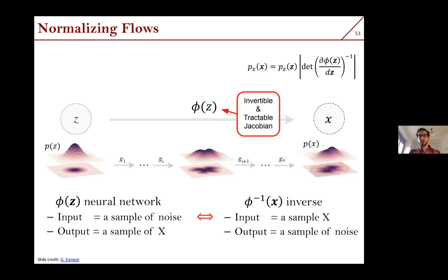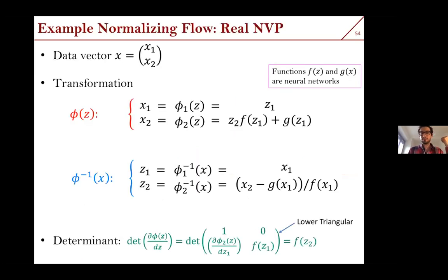When we're done with this process, we basically have a neural network that we can input a sample of noise and output a plausible sample of our distribution we care about. And we can also invert that process. We can start with a data point and find out where it lives in noise space. And importantly, given an observation, we can also evaluate the likelihood of that observation. So that's why we're going to use these models for our likelihood model in the empirical Bayes setup.